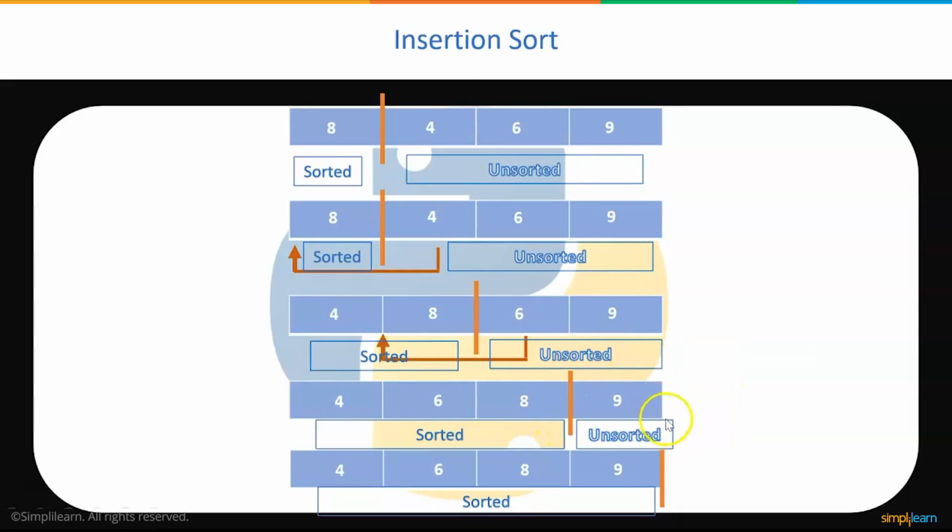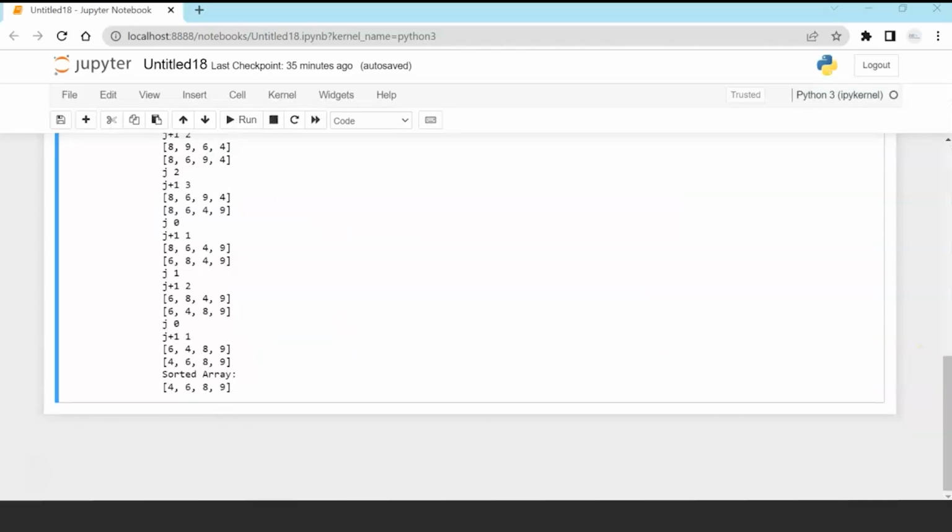Now again I'll compare 9 with 8 and it's already greater than 8. I don't need to swap it and I'll not go any further and I'll stop it over here. So that's how my sorted list will get created. So my final list is 4, 6, 8, 9, and we'll see that with an example. So now let's create our insertion sort logic.